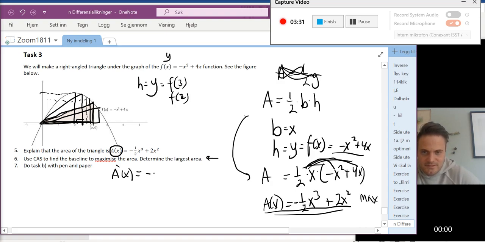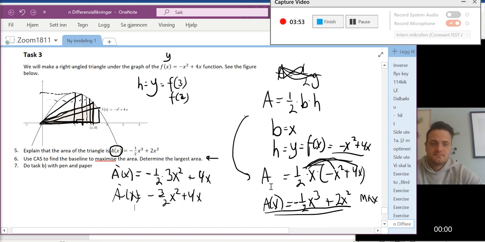Then I have to find the derivative. I keep the constant 1/2. Differentiate x to the power of 3, which is 3x squared, plus keep the constant 2. Differentiate x squared, move 2 down, so I get 4 times x. And then this is minus 3/2 x squared plus 4x. Here we have the derivative. So this will take some time.